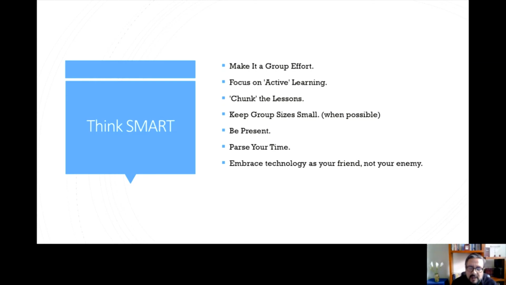Focus on active learning. As I mentioned, we are facilitators, so we don't want passive students. We want students who think, develop higher thinking skills, soft skills, right? So we have to promote active learning, because if you just tell them to watch a video, well, what is the active part? You are incorporating technology, you are incorporating learning features, but you have to think in terms of making it active. Chunk lessons, that's very, very important.